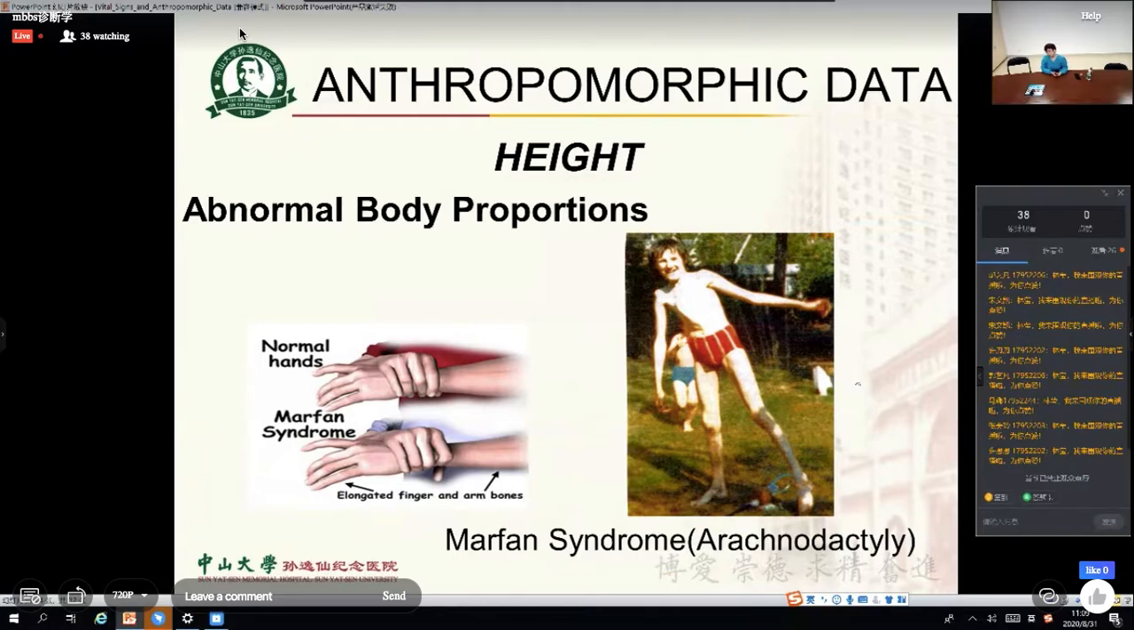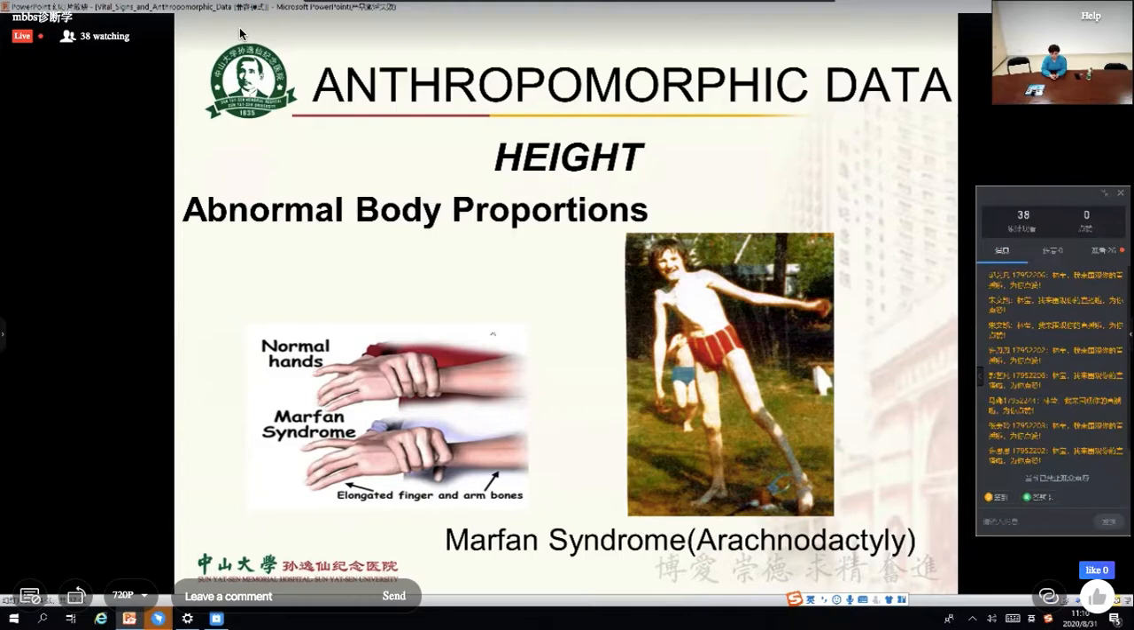And besides the height, the patient may also have abnormal body proportions. On the upper hands are the normal hands, but if the patient has Marfan syndrome, the patient may have elongated finger and arm bones, just like a spider. These are the abnormal body proportions, what we call Marfan syndrome.